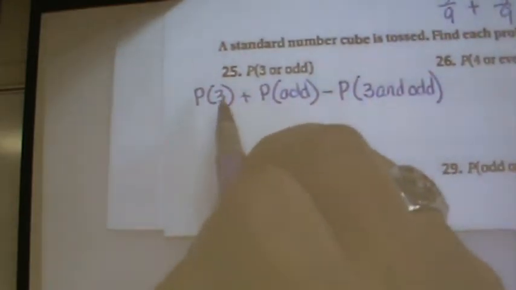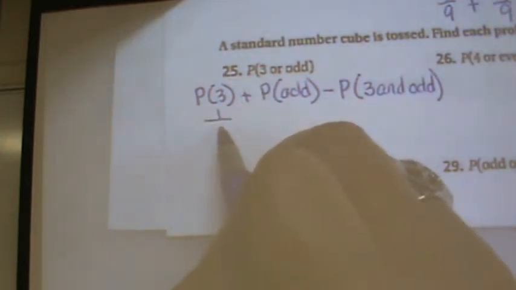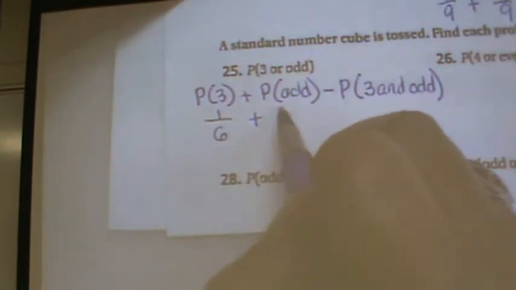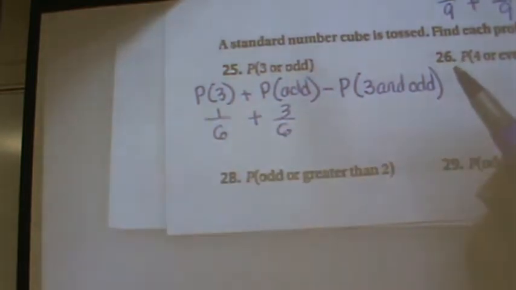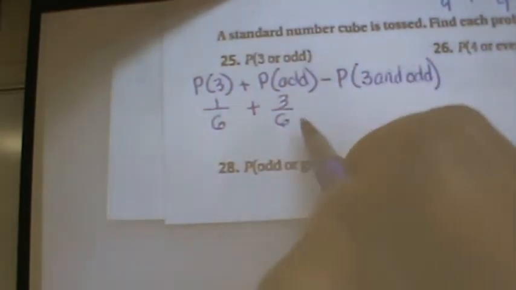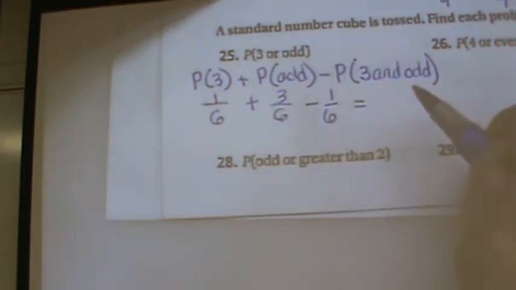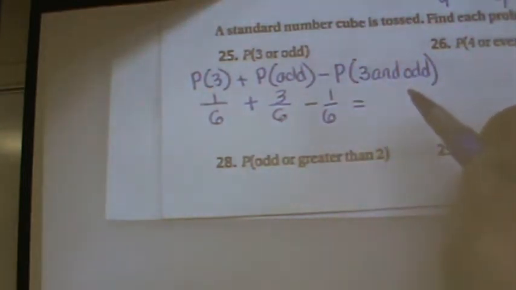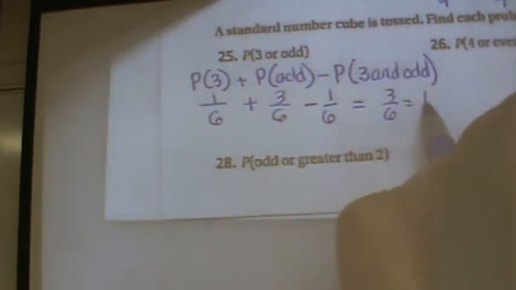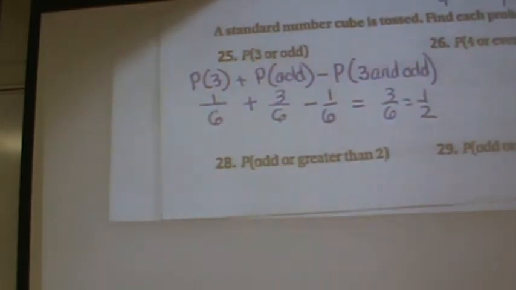So how many 3s are on a die? 1. How many odd numbers are on a die? 3. 1, 3, 5. And 3 and odd, there's 1. What's your answer? 4? Next one.